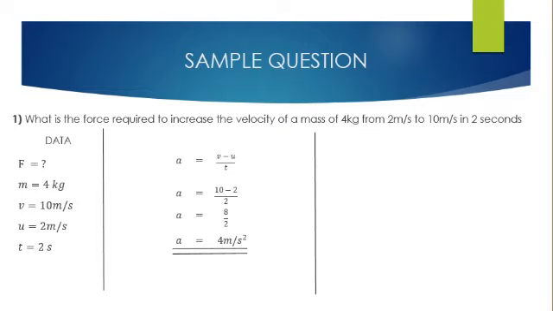Now we have the acceleration. So we can use our formula F is equal to ma to find the force that is required to increase the velocity of a mass of 4 kg from 2 meter per second to 10 meter per second in 2 seconds. So F is equal to ma. Our mass is 4 kg. So we'll multiply the 4 by the acceleration we just found, which is 4. And our force will be 16 newtons.